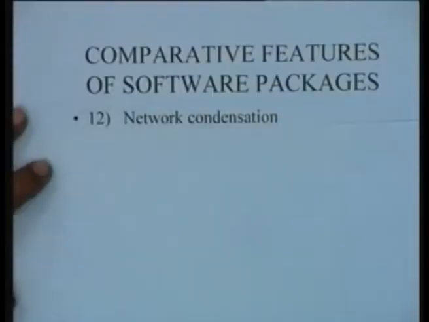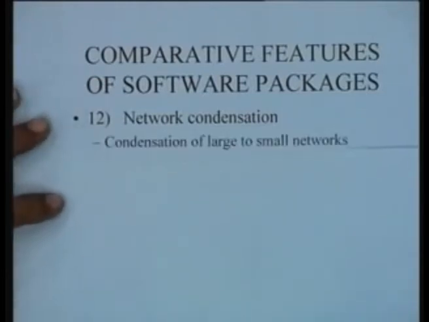The next feature which is there when you talk about software packages is what is called network condensation. Does the package have this feature of network condensation, which simply means this: condensation of large to small networks. You have a very large network, you want to condense it into a small one, which could probably be fitted somewhere else. So do you have that? It's something like a zooming facility with a camera, right? You can zoom in and zoom out, make something big and something small. Do you have that facility?